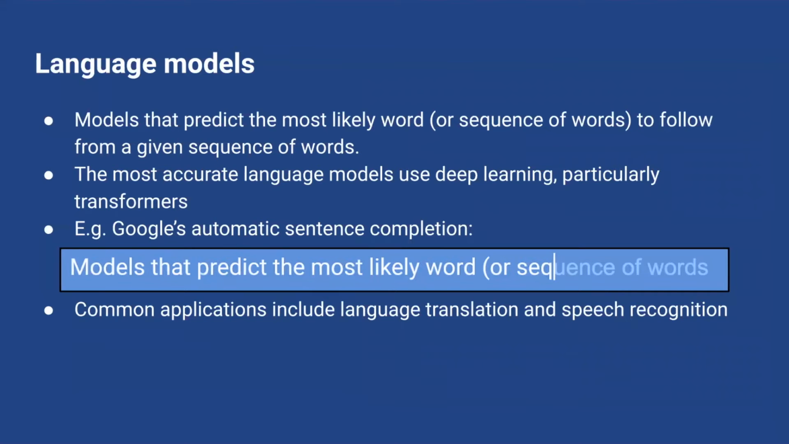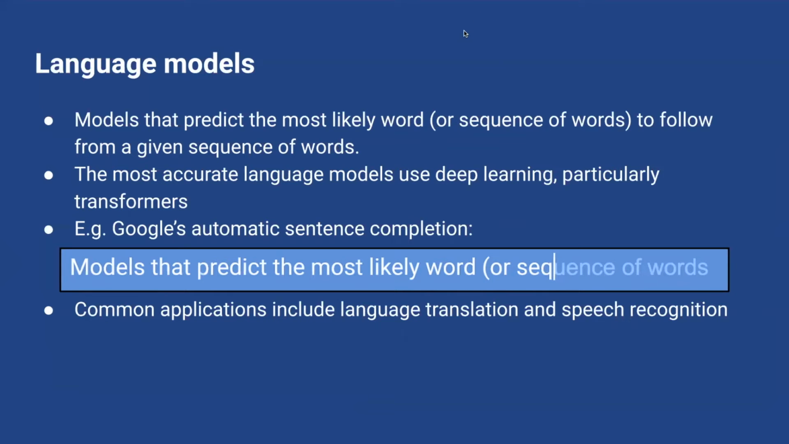And the next prerequisite is this idea of language models. A language model is a model that predicts the most likely word or sequence of words to follow from a given input sequence. There's an example here from when I was typing out this slide in Google Slides. Google Slides has a language model that took my input up to here and predicted the most likely words that were going to follow. So these language models are quite common, and you can see one here in action. The most accurate language models use deep learning, which we discussed before, and particularly transformers, which I briefly went over.